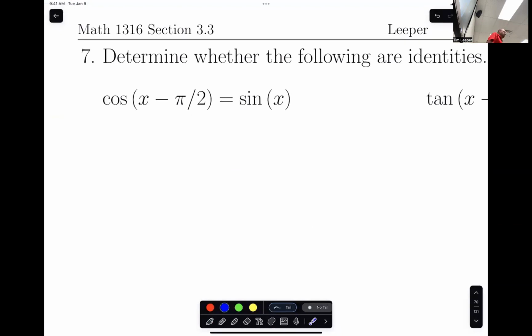Determine whether the following are identities. Cosine of x minus pi over 2 is equal to the sine of x.